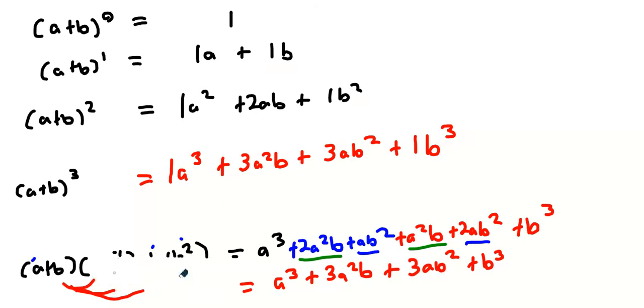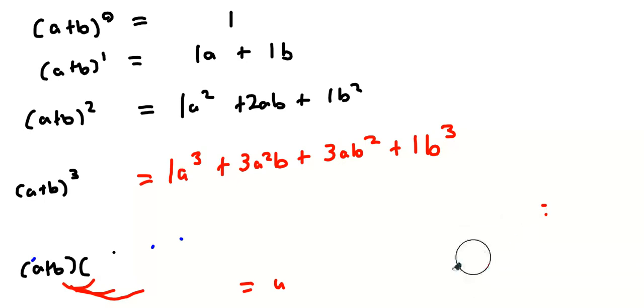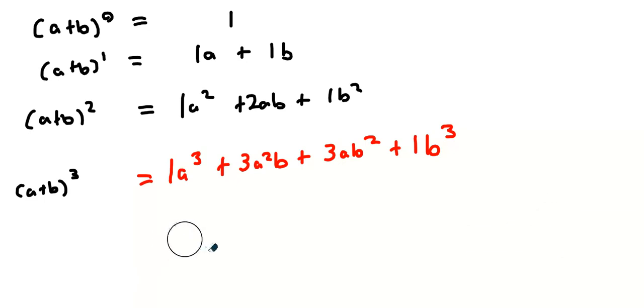Some guy came along and said, do you know what, lads? This is a massive trick. His name is Pascal, and he said, what happens if I want to do a plus b to the power 9? Do I really have to multiply everything out? Okay? He said, there's got to be a better way. So here's what he looked at.